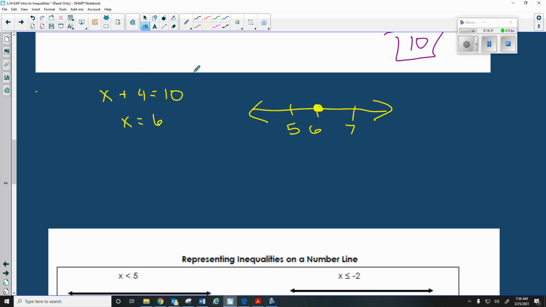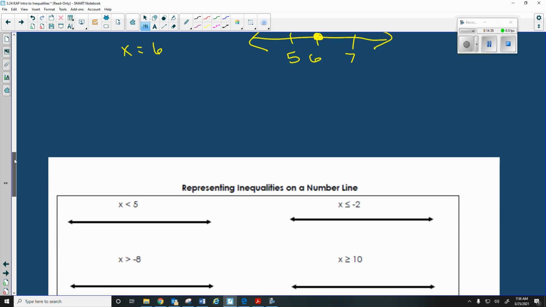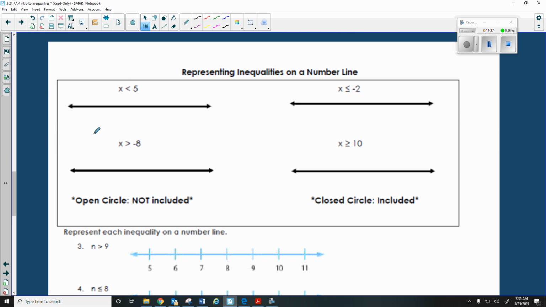I can't plug in 7. I can't plug in 5. Okay, so that's going to change a little for inequalities, and it'll hopefully make sense. So in this, I want to graph the solutions. X is less than 5. So again, I'm going to go ahead and put 5 on my number line, and a number above and a number below. So 4, 5, and 6.